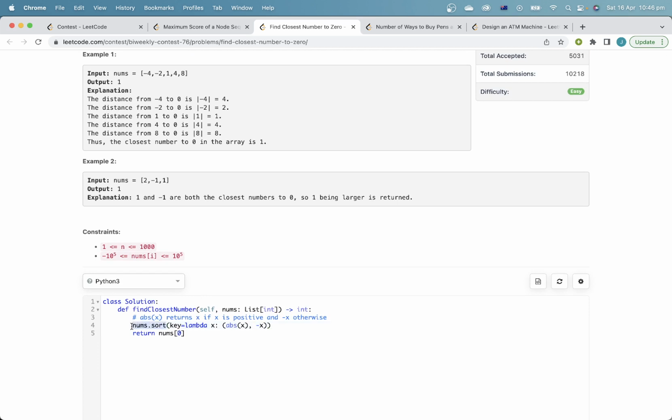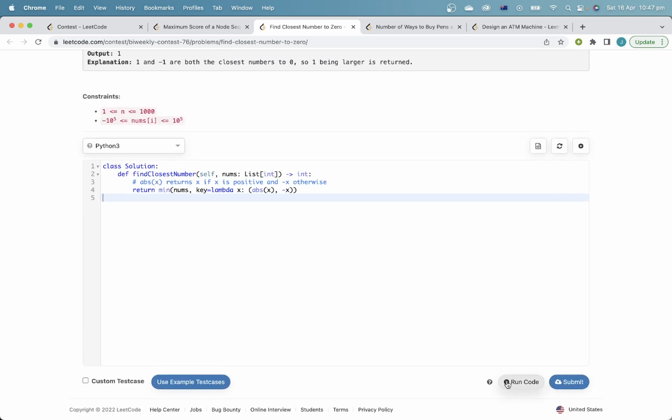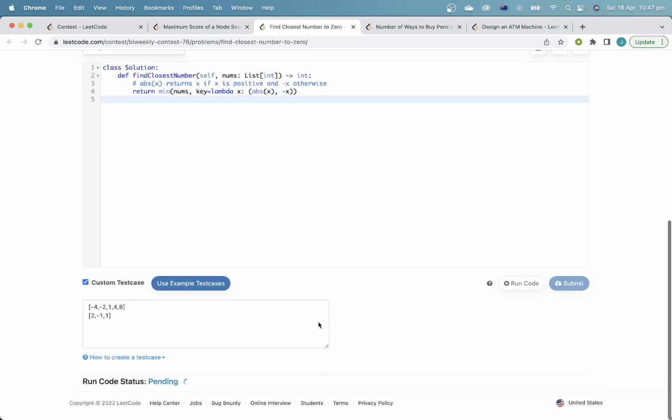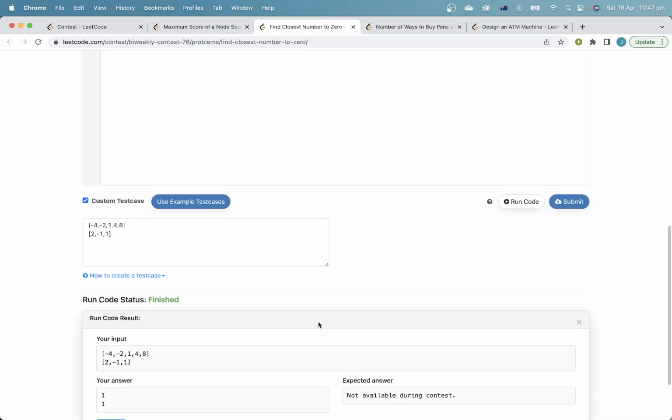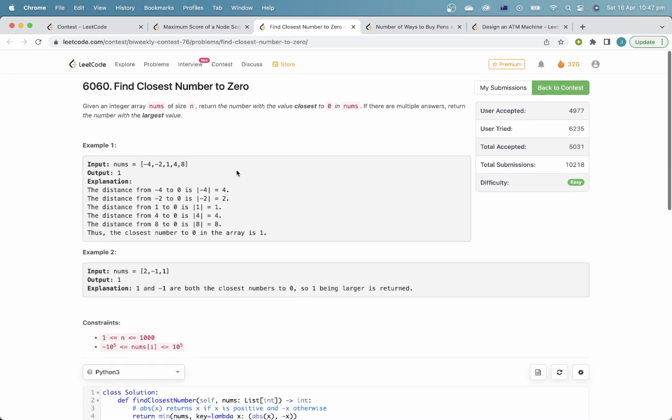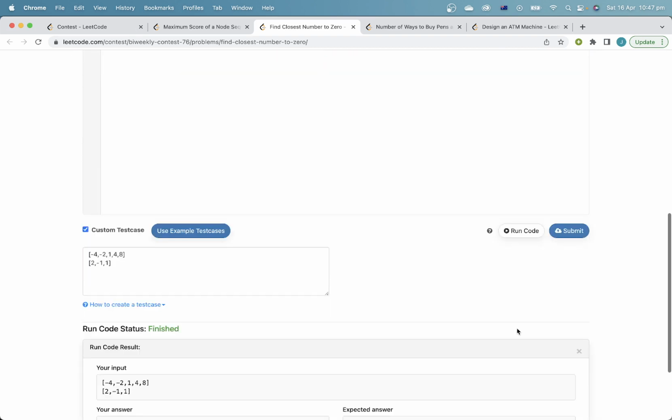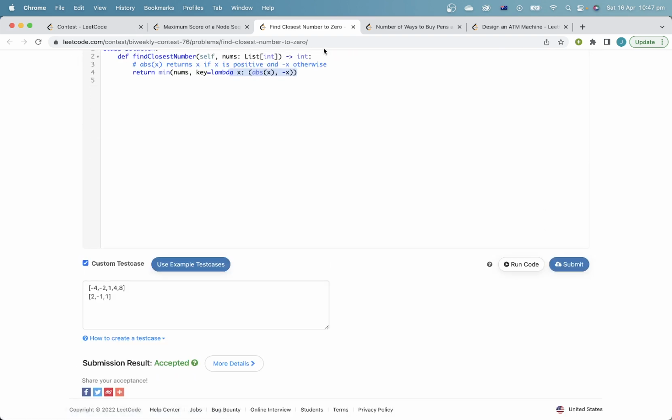I didn't actually need to use sort. I probably could have used min as well. I can just find the minimum element based on this comparator, and that will probably work as well.